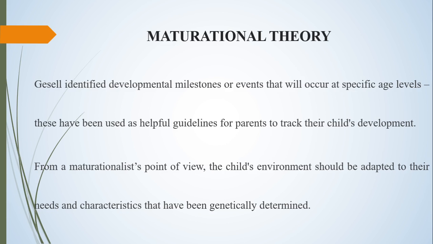Maturation theory identifies different milestones or events that will occur at specific age levels. These have been used to help form guidelines for parents, and also to track their child's development. And from the maturational point of view, a child's environment should be adapted to their needs and characteristics that have been genetically determined.